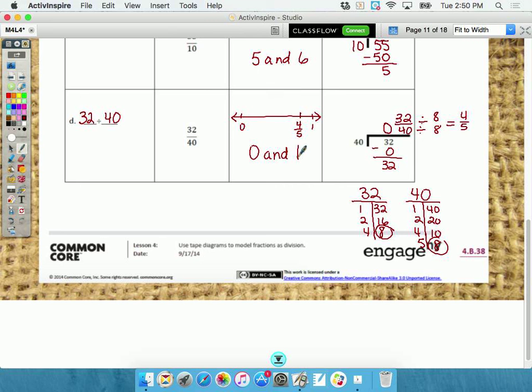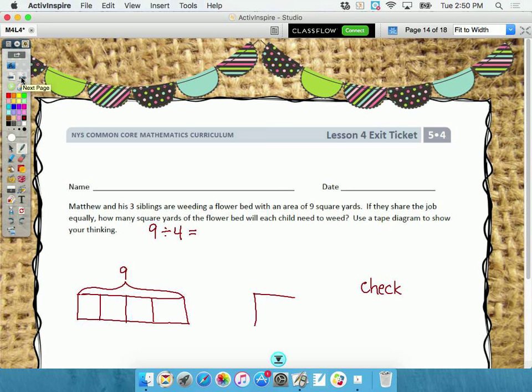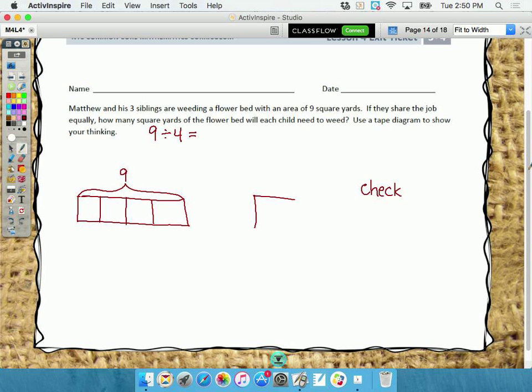Okay, real quick, I'm going to show you the beginning of your exit ticket, and then I'll pass them out. But I want the kids to know what we have to start with. This is a trick question. Matthew and his 3 siblings are weeding a flower bed with an area of 9 square yards.